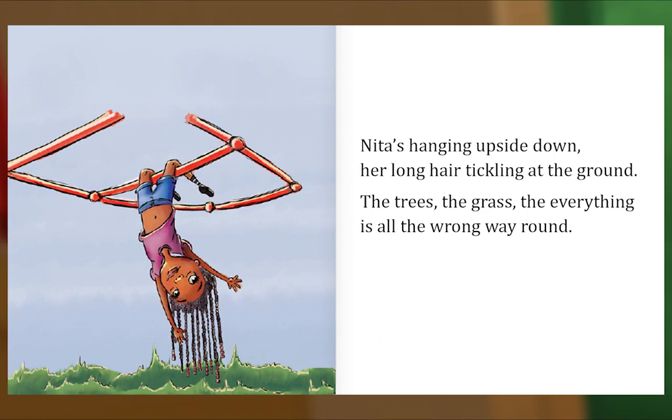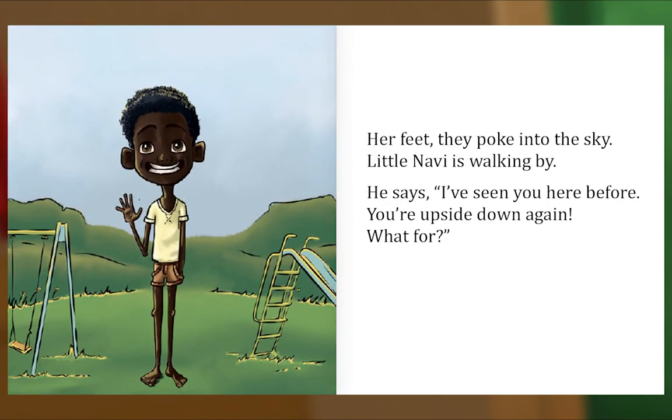Nita's hanging upside down, her long hair tickling at the ground. The trees, the grass, the everything is all the wrong way round. Her feet, they poke into the sky. Little Navi is walking by. He says, I've seen you here before. You're upside down again. What for?